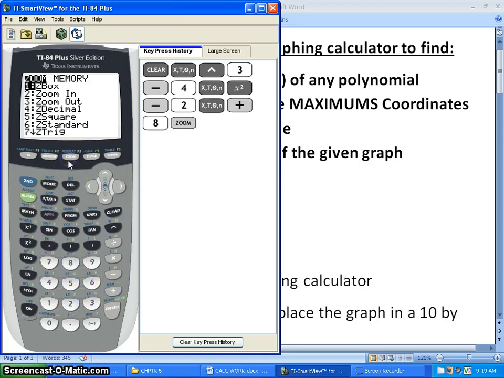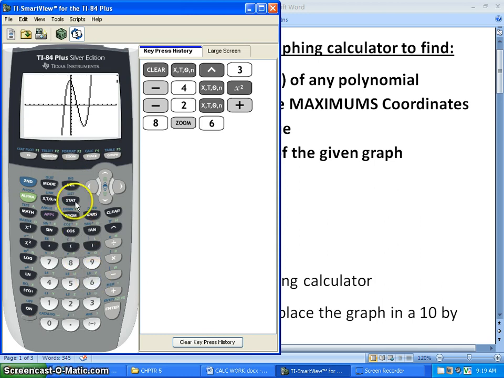I'll always hit zoom standard to get this graphed in a standard 10 by 10 window. And we'll notice that we have a polynomial function that has a couple things going on in it. First off, it is hitting the x-axis in three different locations. It has a relative maximum and a relative minimum, and it also hits the y-axis at a specific location. We're now going to spend some time finding these various values.